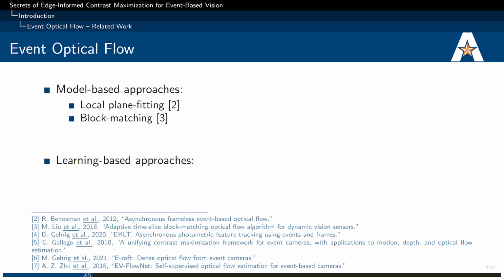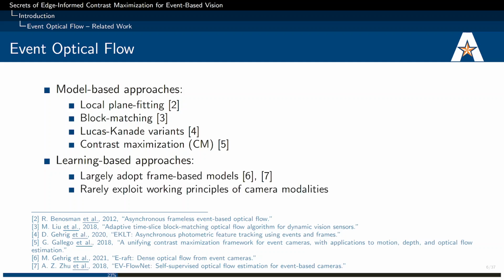The existing literature on event optical flow can be broadly categorized into model-based approaches and learning-based approaches. Model-based approaches include plane fitting, block matching, warp-based alignment techniques that adapt Lucas-Kanade style methods to event representations, and contrast maximization, which is a technique unique to event data, where motion trajectories are estimated by maximizing the contrast of the image of accumulated warped events. Learning-based approaches often adopt frame or voxel-based learning architectures. These methods rarely exploit the inherent working principles of event cameras. Prominent examples include E-RAFT and EV-FlowNet.